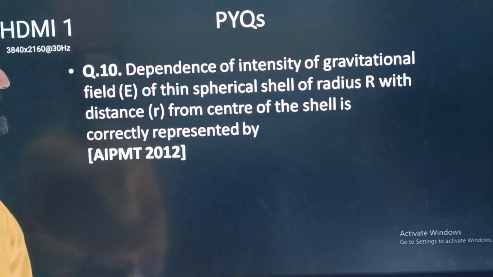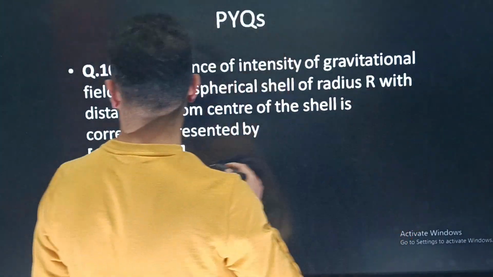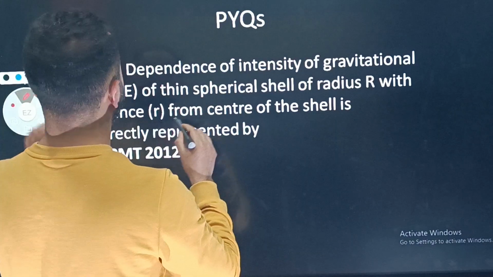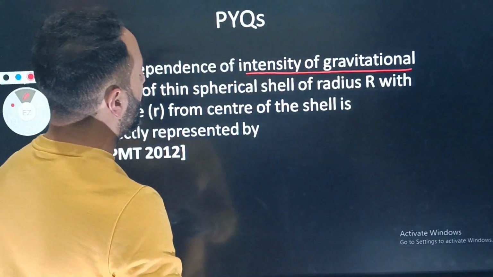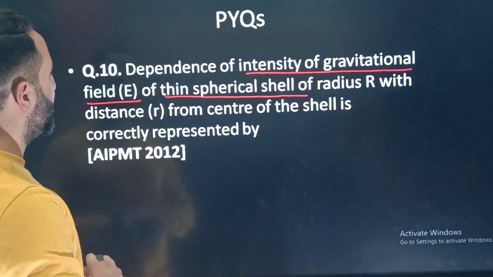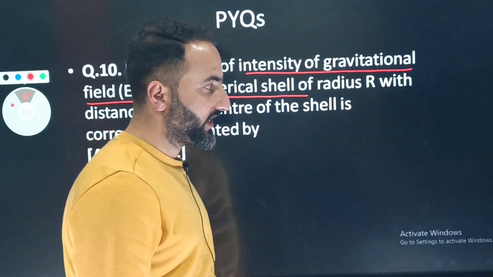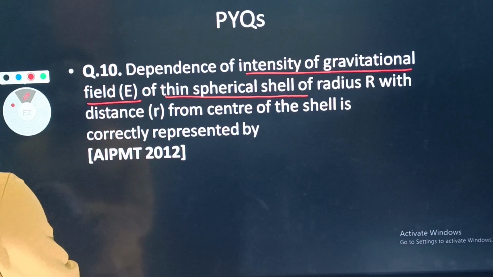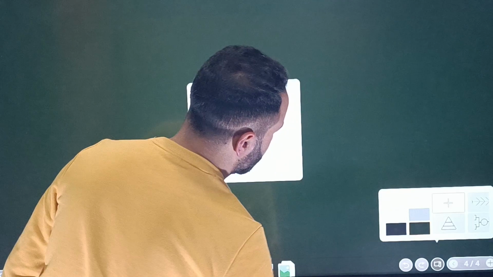Okay. So dependence of intensity of gravitational field. Again, we have to plot the graph between the intensity of gravitational field, or gravitational field, one and the same thing, of a thin spherical shell of radius capital R, with distance small r from the center of the shell, is correctly represented by. You will have to plot that graph. All right. Again, the graph is not that difficult. It's quite easy. And we'll do it.